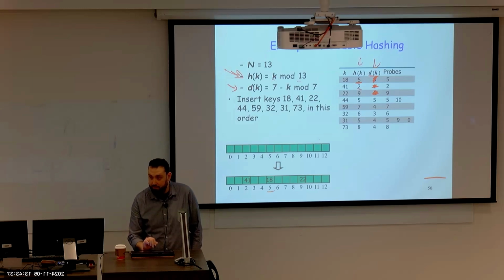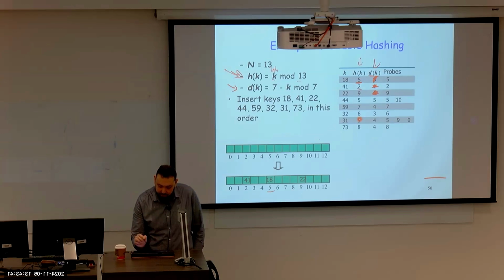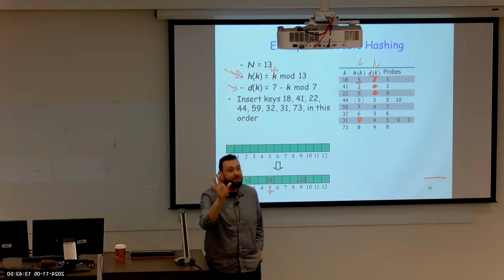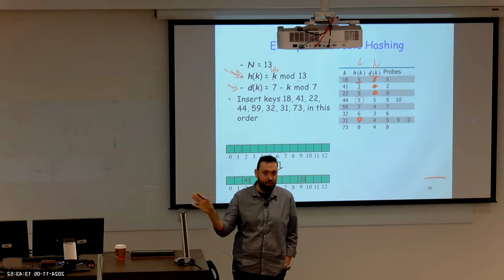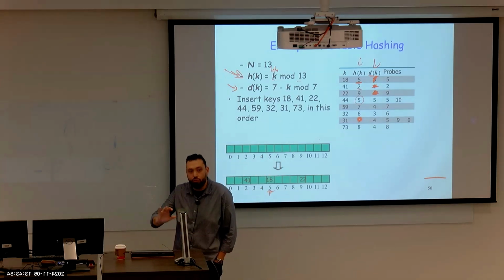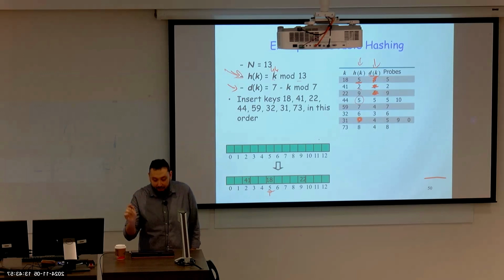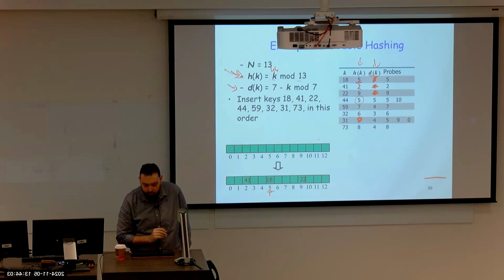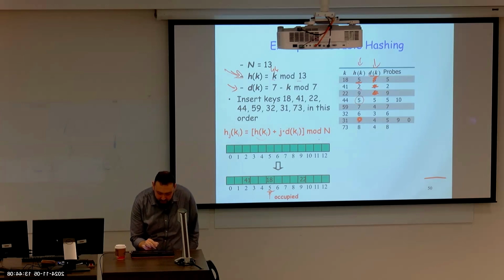I have 44, guys. 44 mod 13 is what? It's 5. Is 5 occupied? Yes. In this case, I don't use the HK alone. Okay? I have the HK, but I don't use it by itself. I'll use the double hashing function, which includes both DK and HK, both of them. So what's going to happen? This is occupied, so I'm going to use this one. It has the HK and the DK.